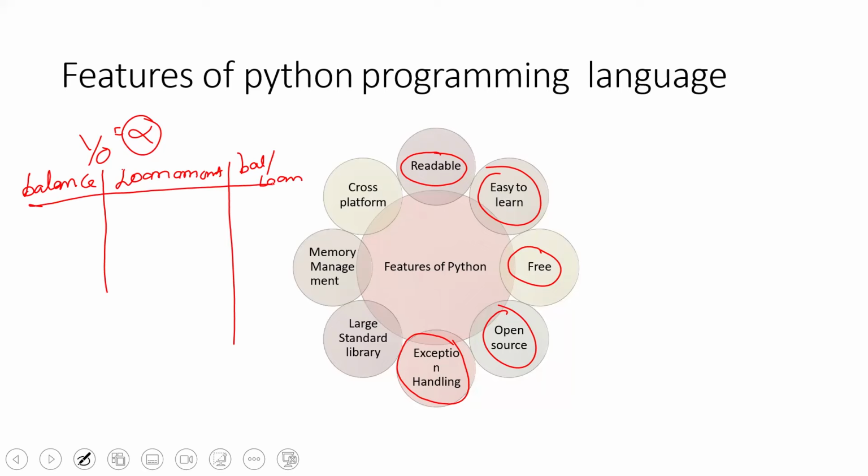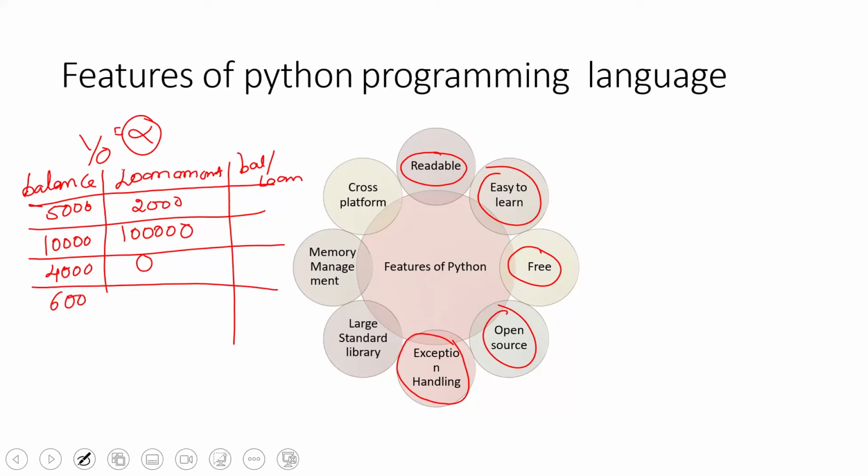Let's say balance is 5,000 and loan amount is 2,000. Second record: balance is 10,000, loan amount is 1 lakh. Third record: balance is 4,000, loan amount is 0. Fourth record, 6,000 divided by 8,000. What is the first one? 5,000 divided by 2,000, which is nothing but 2.5. Right? 2.5 into 2,000 is 5. Next, 10,000 divided by 1 lakh is 0.1. Then 4,000 divided by 0.